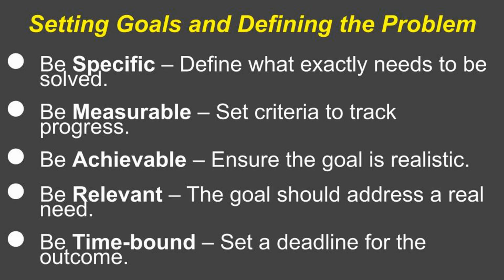A well-defined goal gives your AI project direction. We often use the SMART principle: specific, measurable, achievable, relevant, and time-bound to set strong objectives. For example, build an AI model that predicts the air quality index for Delhi one day in advance using real-time weather data. Such clarity helps you decide what kind of data you need and how success will be measured.